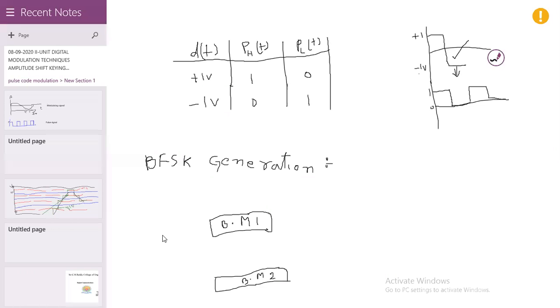One input is root of 2 by TB cos omega_H t. And the other input for balanced modulator 1 is root of PS into TB, PH of t.